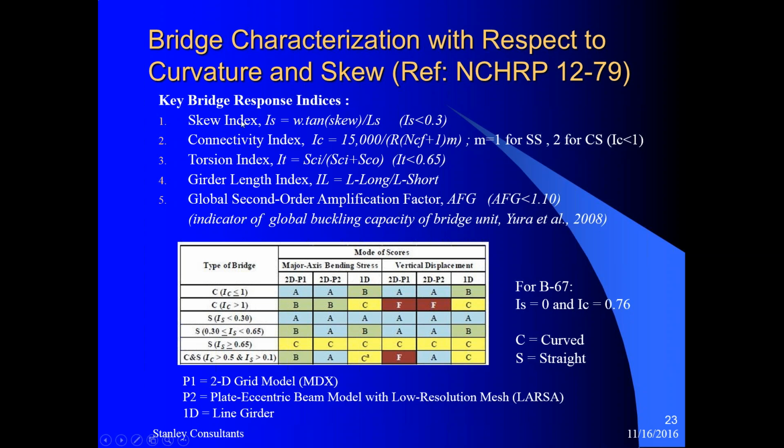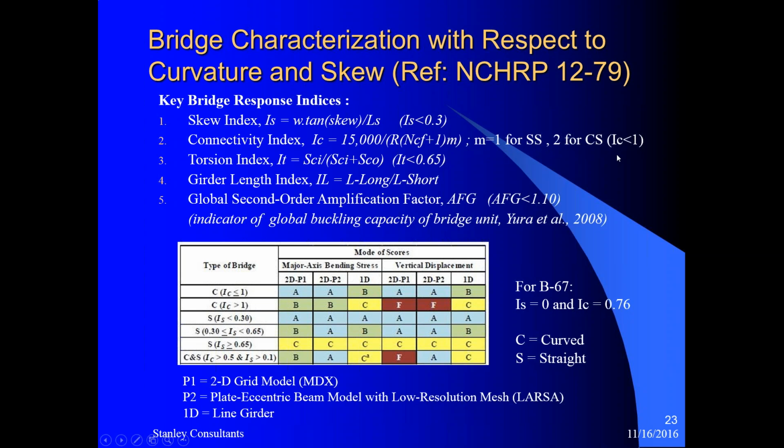One index is the skew index, which is the width of the bridge times the skew divided by the span length. So that gives you some idea of how bad the skew is. The other index is the connectivity index, IC. This is given by this equation, and is inversely related to the radius of the curve and number of cross frames in a span, and a constant m. M is 1 for a single span and 2 for a cross frame.